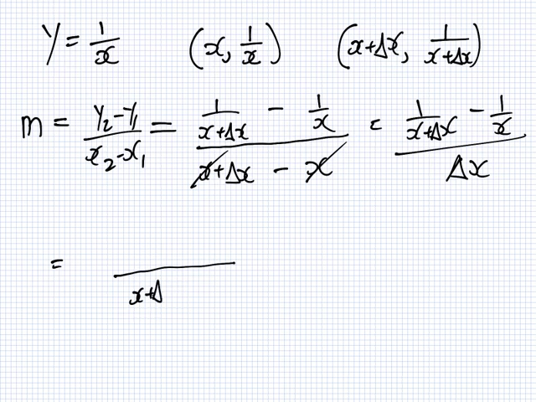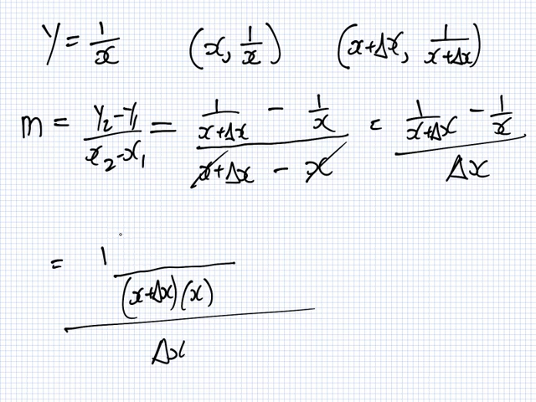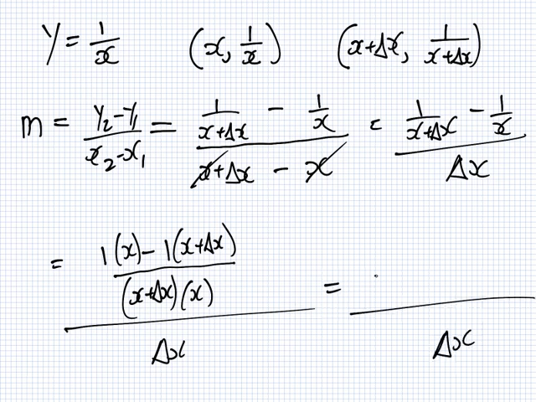So if I do that here, I would get x plus delta x times x, all over delta x, 1 times x minus 1 times x plus delta x, which would be delta x plus delta x minus x plus delta x. Minus delta. Thank you. Like this. What happens on the top?